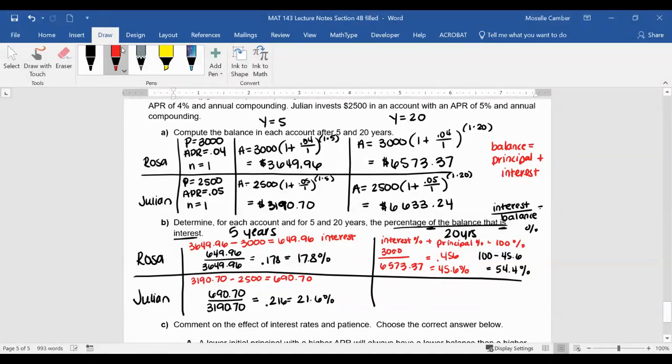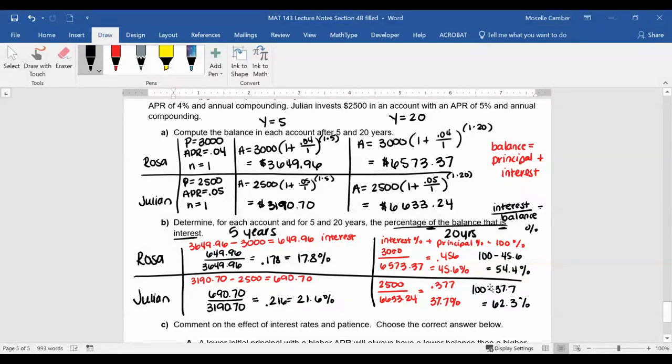So again, for Julian, I'm going to do the same thing. I know that he put in $2,500 and he had $6,633.24 at the end. So his percent of the balance that is principal, we get 0.377, so that is 37.7%. So the percent that is interest is going to be 100 minus that 37.7 to get 62.3%.